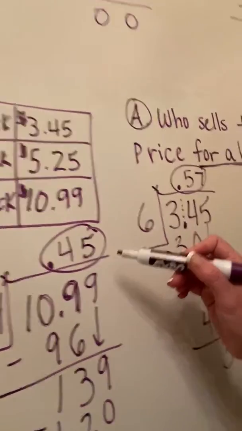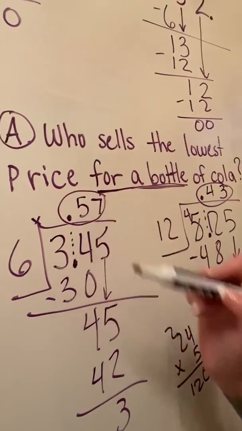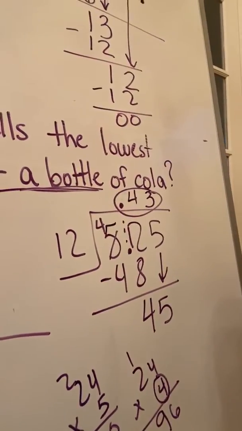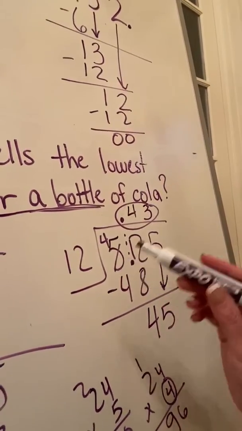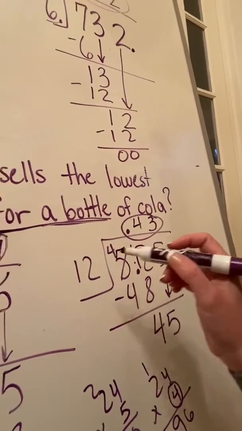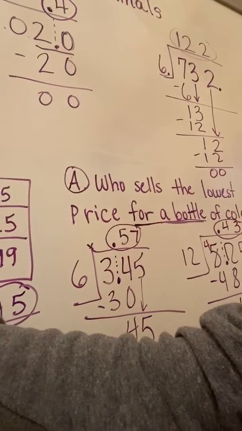So the 24-pack is 45 cents per bottle. The 6-pack is 57 cents per bottle, and the 12-pack is only 43 cents per bottle. So the store with the lowest price per bottle would be store B.